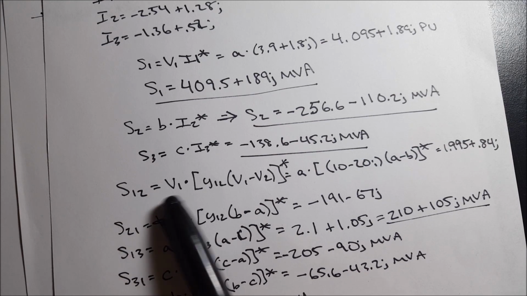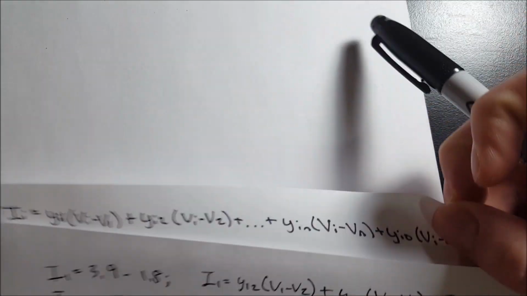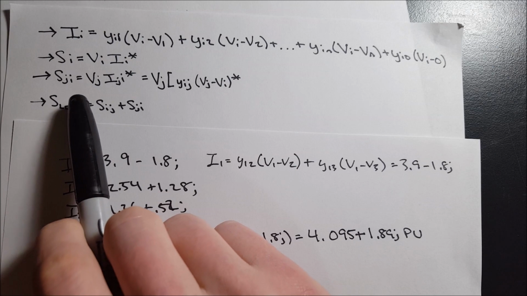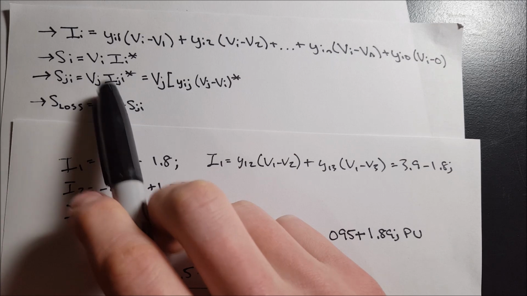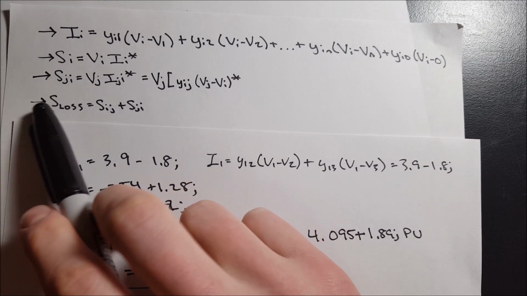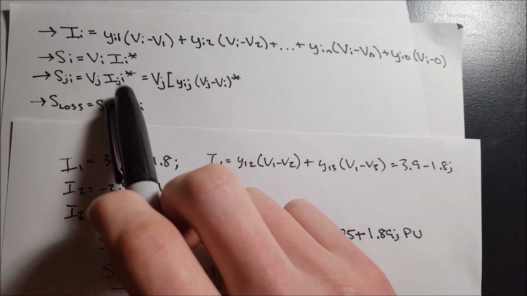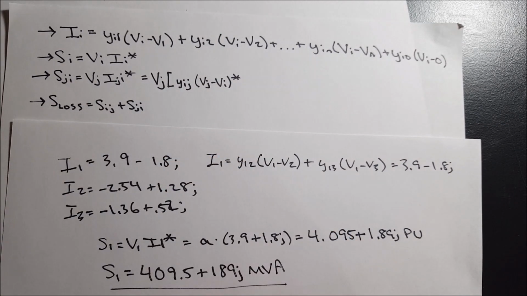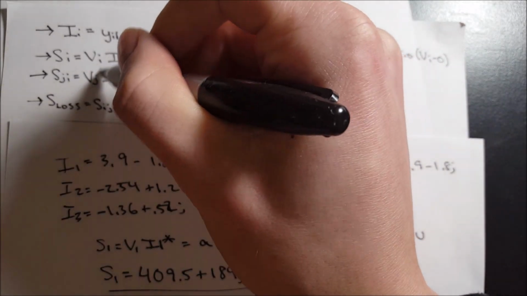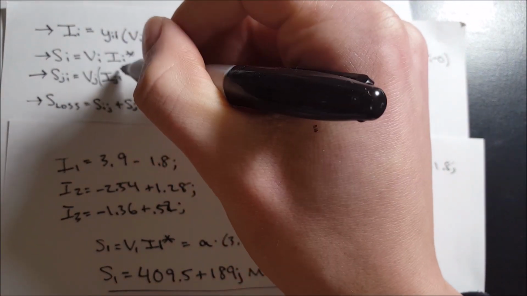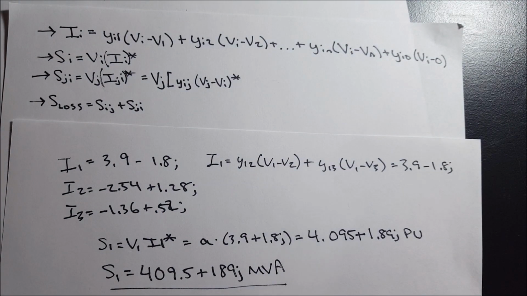And now we can find our line power. To do that, we use the formula here. I should have said S_ij is equal to V_i times the conjugate of I_ij, and then same thing for S_ji equals V_j times the conjugate of I_ji. It's the conjugate of just the current, not the voltages and current. I should maybe separate that a little bit, because voltages stay the same.